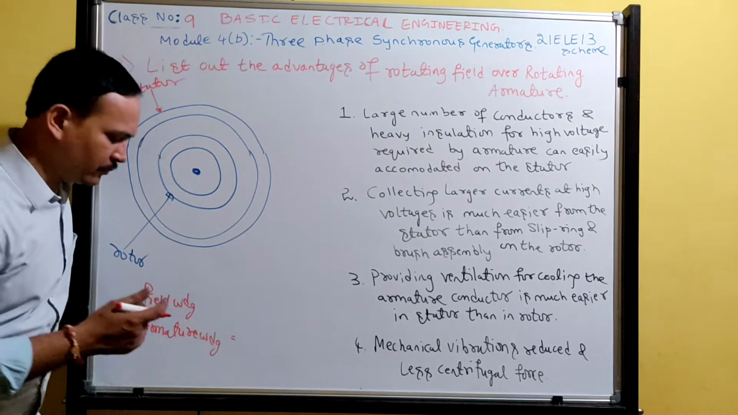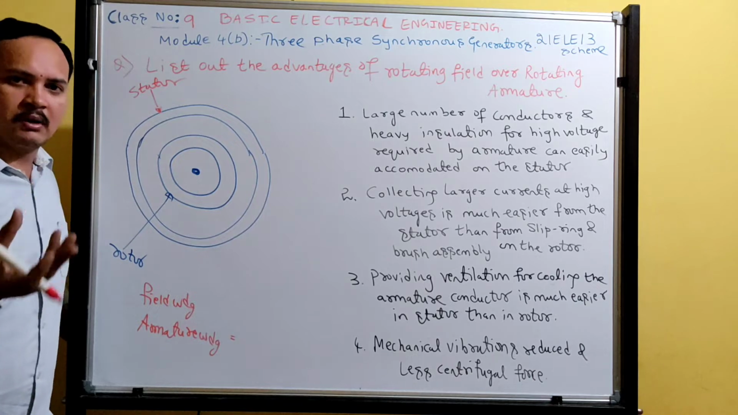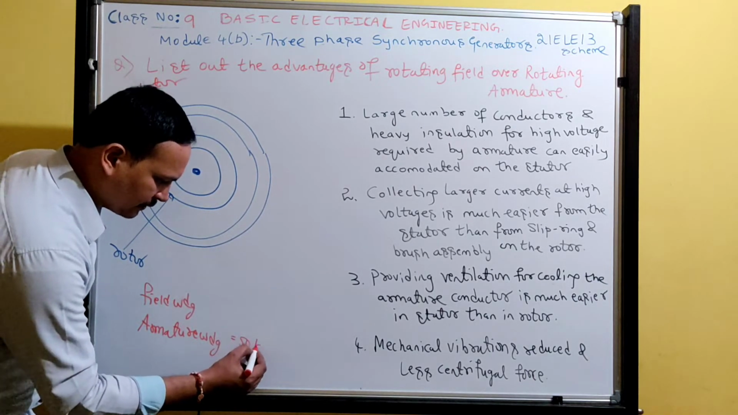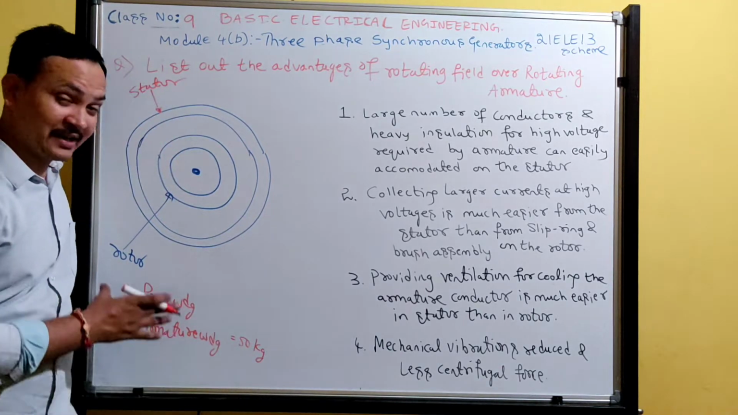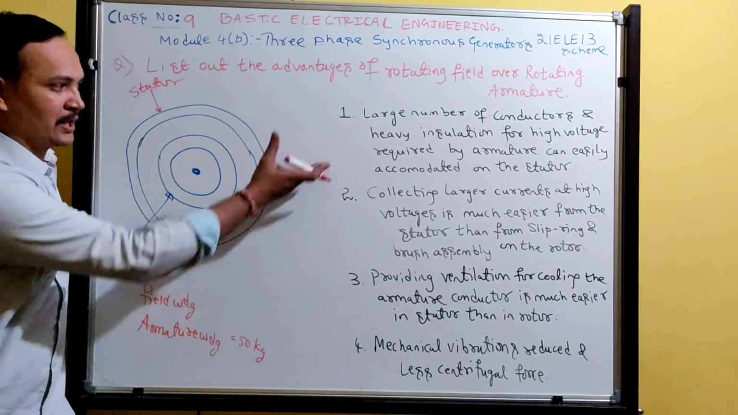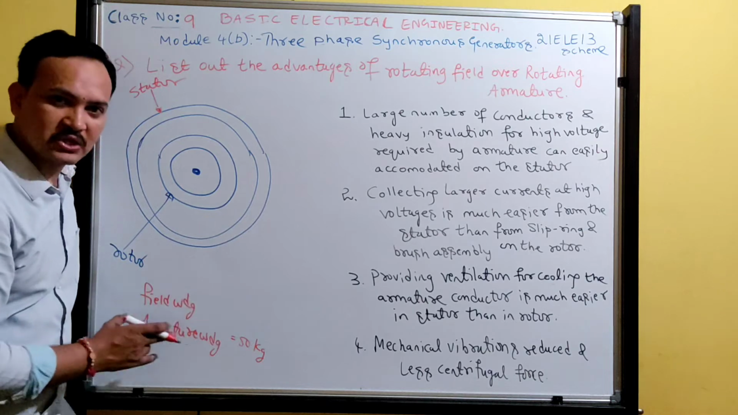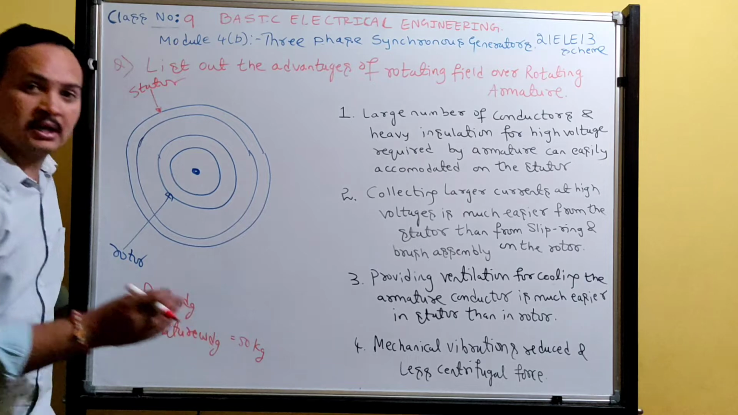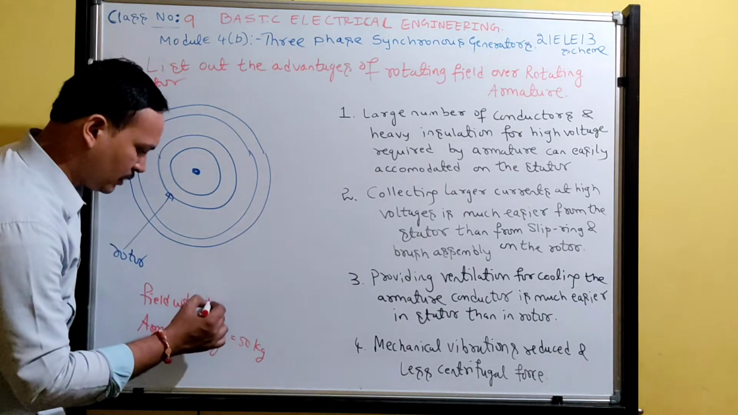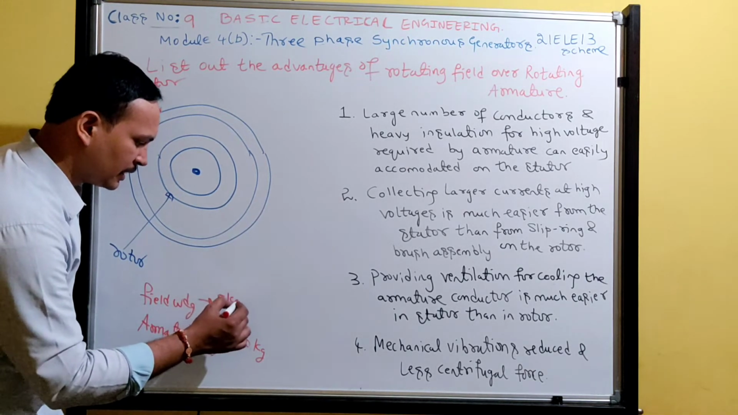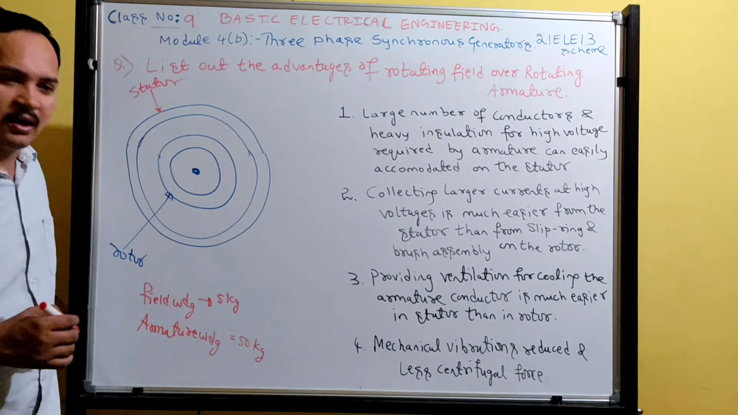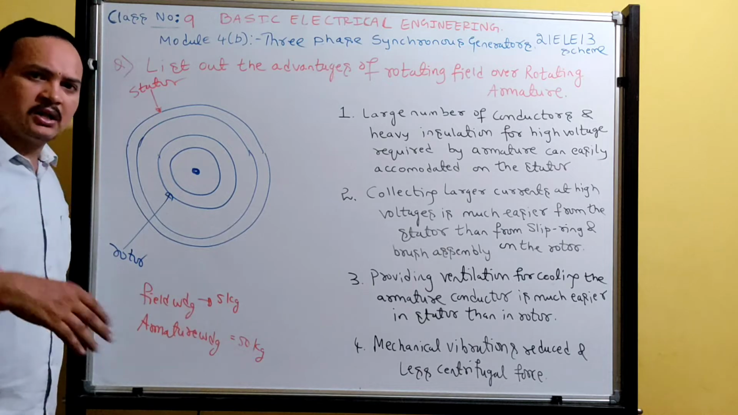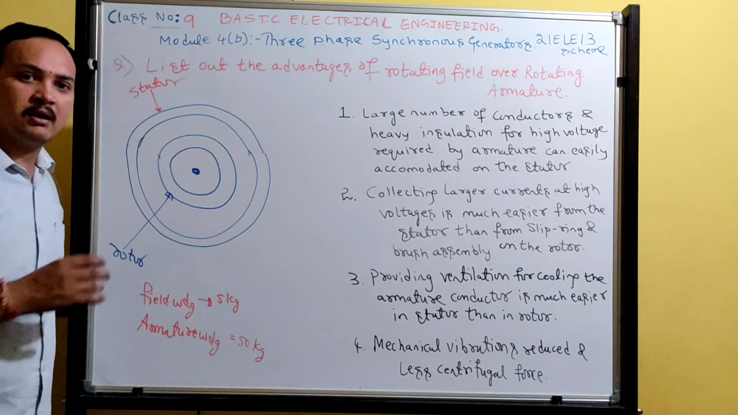1000 conductors means you will get some certain weight, let me take 50 kg. This is only an assumption, to understand all these points. Armature winding weight is 50 kg, and the weight of the field winding, let me take 5 kg. So this is the difference. Armature winding weight is very high compared to field winding weight.